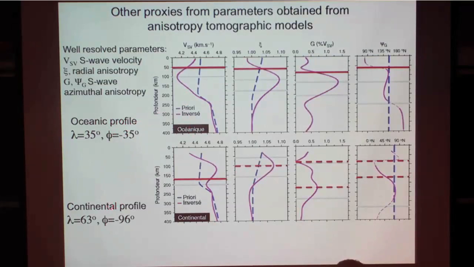And I will basically focus on oceans. For continental profiles, it's much more difficult because you do not have a well-defined low velocity zone, and sometimes it's not so easy to define the L.A.B. in continents. So I will only show some results for oceans.